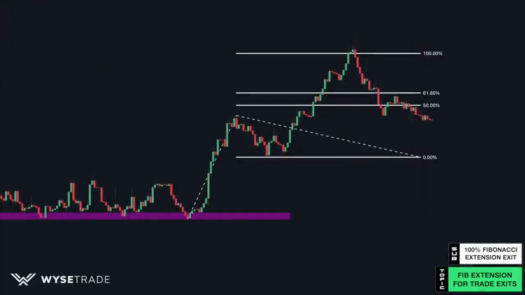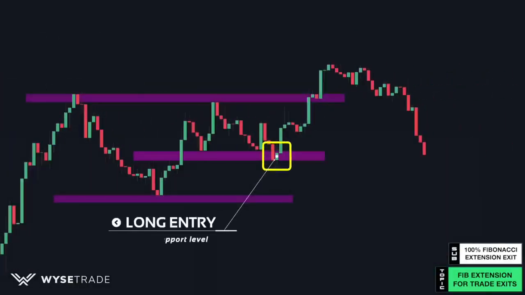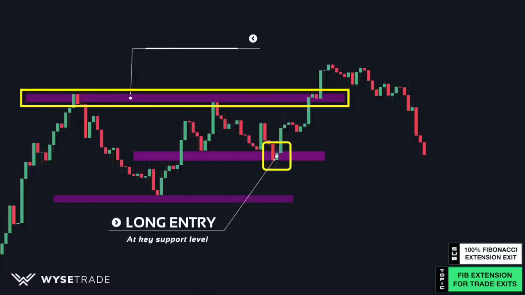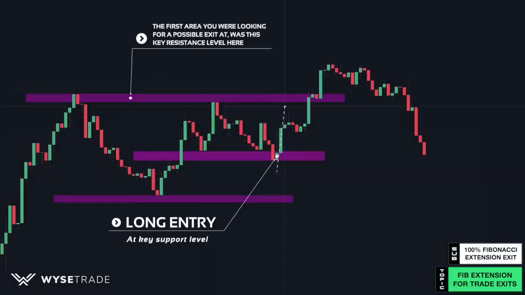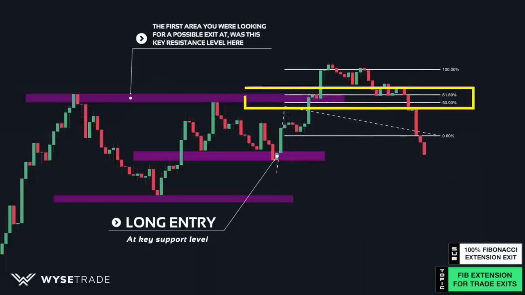So let's show this again. You went long at this long wick candle at support. You were then eyeing this key resistance level here for an exit point. Now applying the fib extension tool. Notice how the 50% to 61.8% fib extension lines up perfectly with the resistance level.